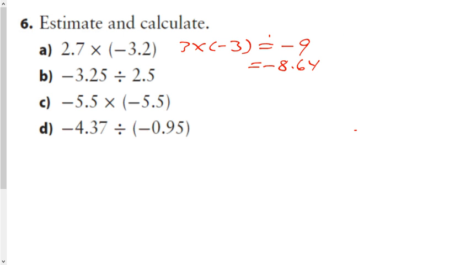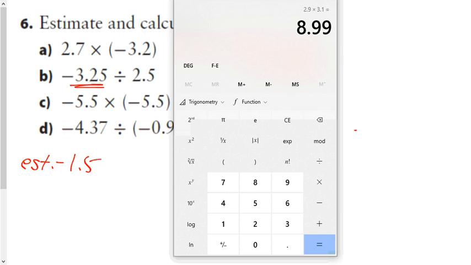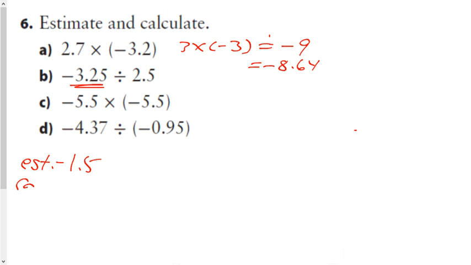Question B, division. I have $3.25 and I have to divide it into piles of $2.50. Can I make a pile? Yes, you can. Can you make 2 piles? No, you can't. So your estimation for $3.25 divided into piles of $2.50 is probably like 1.5 maybe. Is it going to be positive or negative? Negative, because you're dividing a negative by a positive. That's my estimation. Grab your calculator for this: 3.25 divided by 2.5. Your actual calculation is negative 1.3. So our estimation was pretty close for B. We weren't too bad for that.